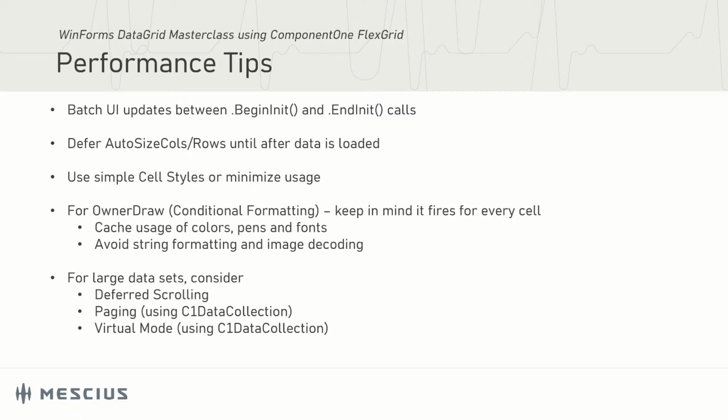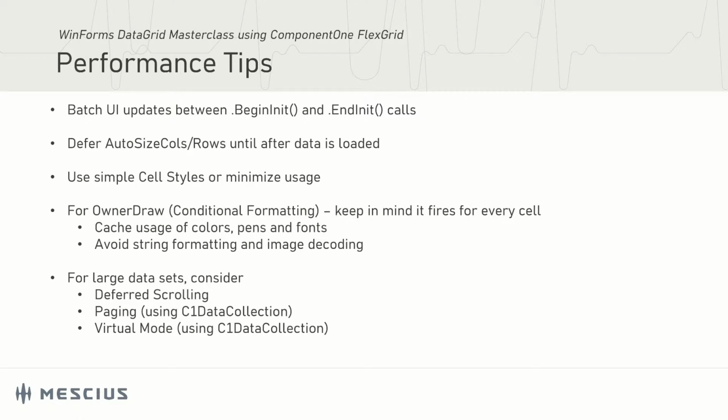Third, rendering. Since rendering is often a bottleneck, there are a few things we want to do with cell styles and owner draw. So for cell styles, it's best to keep them simple or minimal. If you have a ton of cell styles, that could certainly, naturally, slow down any component.